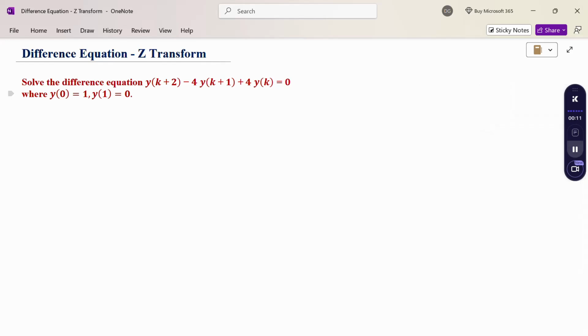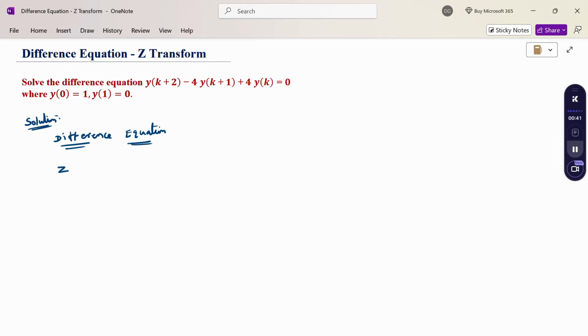Look at this problem. Solve the difference equation y of k plus 2 minus 4 y of k plus 1 plus 4 y of k equal to 0, where y of 0 equal to 1, y of 1 is equal to 0. Now, what is the difference equation form? First of all, we should write the difference equation form.